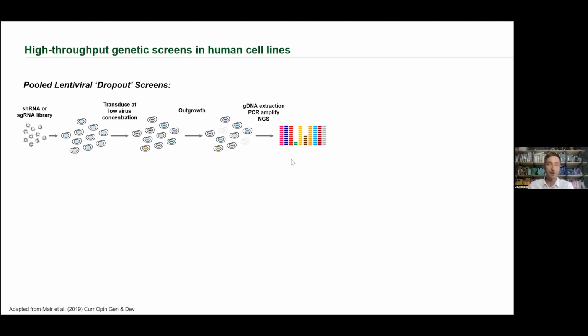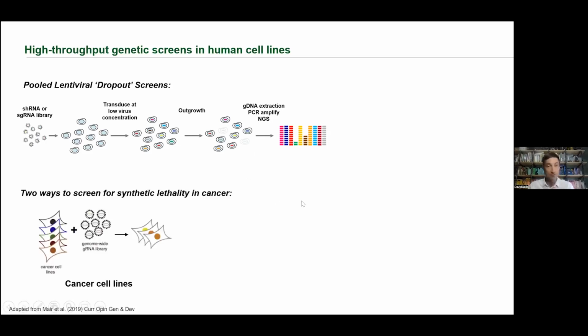But how do we use this to find synthetic lethality? Well, there are 2 main methods to do this. One would be to take a cancer cell line. Shown here is a bunch of different, well characterized cancer cell lines, and you do your screen in that cancer cell line. An alternative approach is to create an isogenic cell line. In this case, you take a wild type cell and introduce a cancer mutation into it, and then you screen both isogenic pairs with the genome-wide library to figure out which genes are essential in the cancer cell line but not in the wild type cell line. These 2 approaches have both been used.